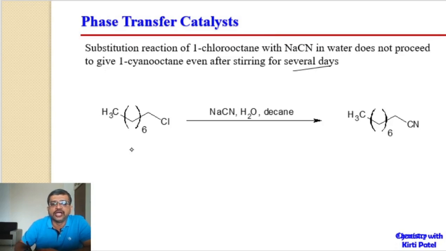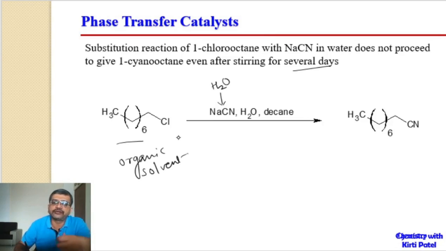This is because the substrate, or the reactant that we have, 1-chlorooctane, is soluble in organic aprotic solvent, while our reagent, sodium cyanide, is soluble in water. It is not soluble in organic solvent. So the reagent is not able to come into contact with the reactant.